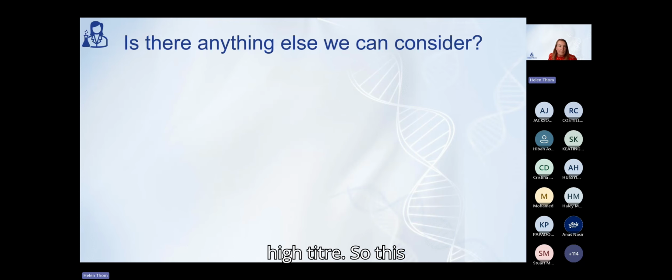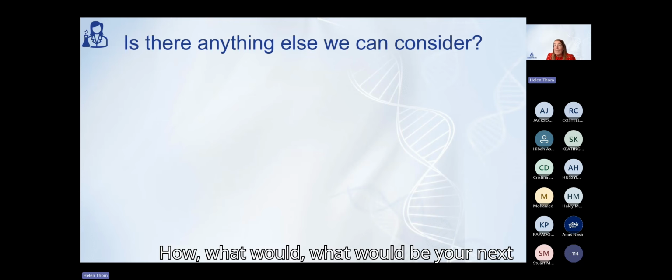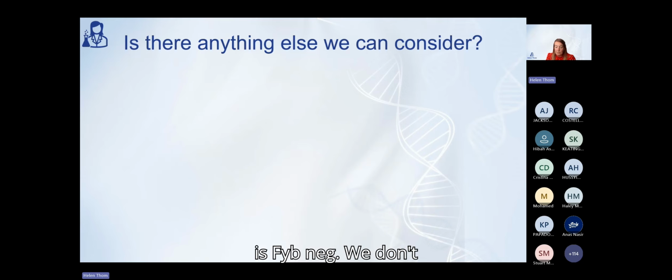So this one's just a word cloud that I'm going to launch. I just want you to think about, is there anything else that you would want to consider? What would be your next steps in working out what the risk is of HDFN? We know that the mum is Duffy B neg. We don't know if the baby is Duffy B positive or Duffy B negative.